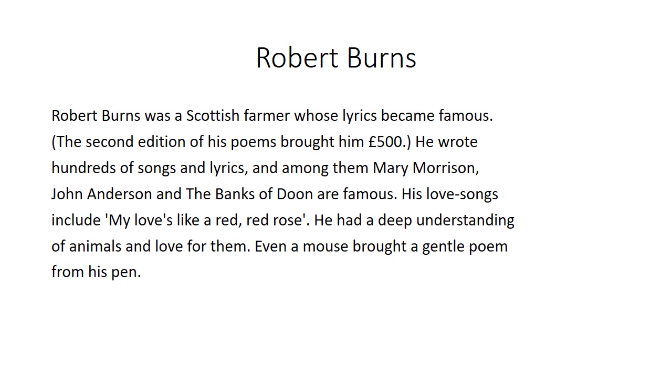Finally, we must mention Robert Burns. Burns was a Scottish farmer. His lyrics became famous, and he wrote hundreds of songs and lyrics, and among them Mary Morison, John Anderson, and The Banks of Doon are famous. His love songs include My Love Is Like a Red, Red Rose. He had a deep understanding of animals and love for them. Even a mouse brought a gentle poem from his pen.